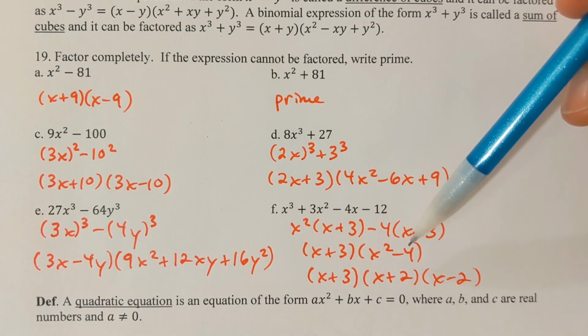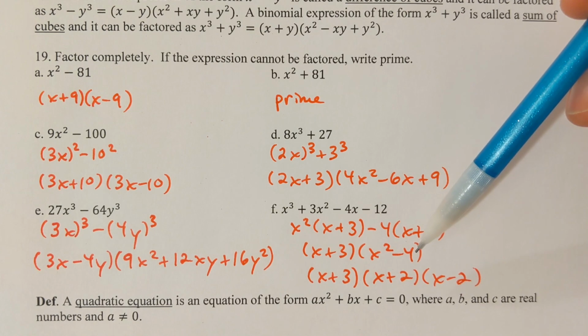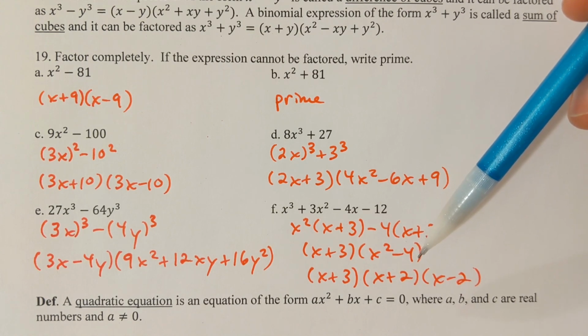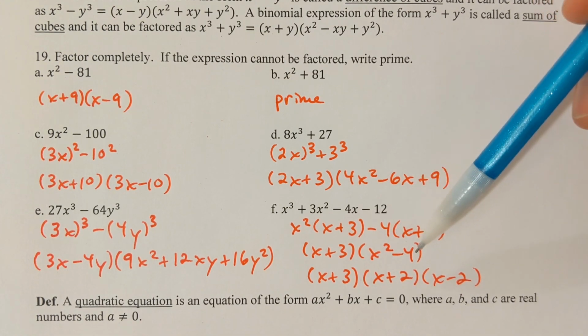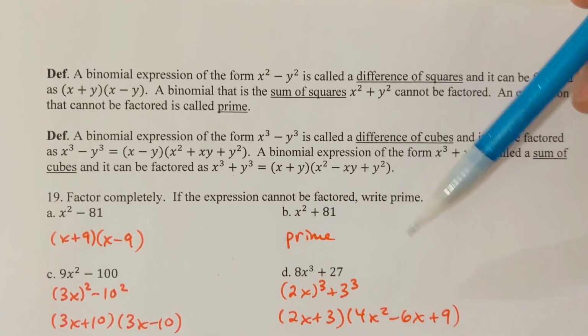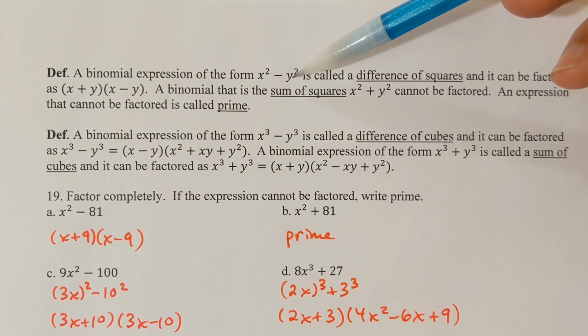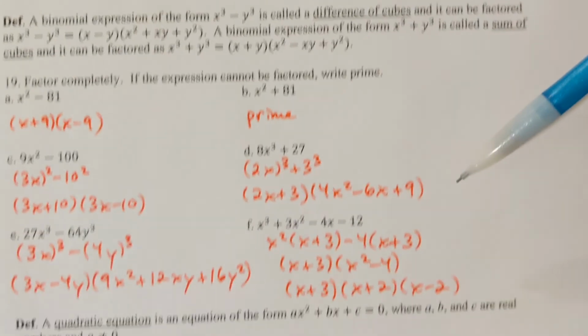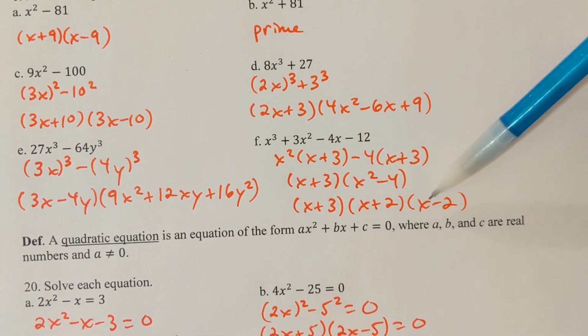X squared minus 4 is going to factor further. I know 4 is the same as 2 squared, right? And so if I look at it as x squared minus 2 squared, then I've got the difference of 2 squares. Well, that's going to factor nicely, right, as x plus 2 times x minus 2.